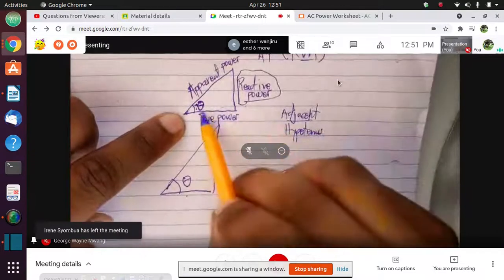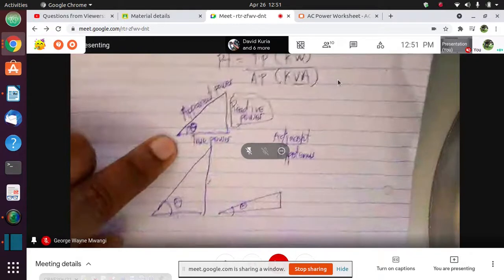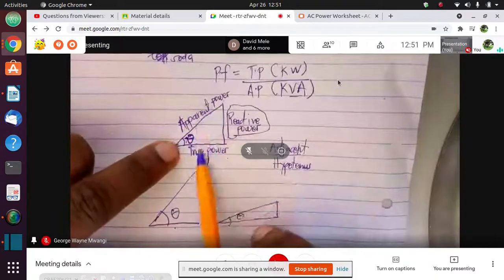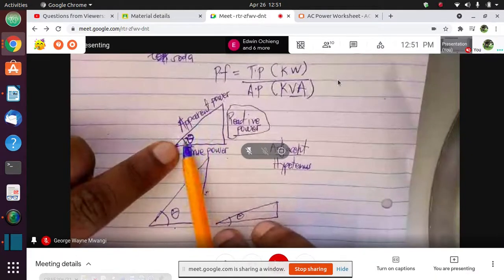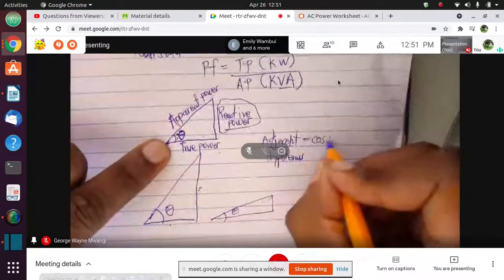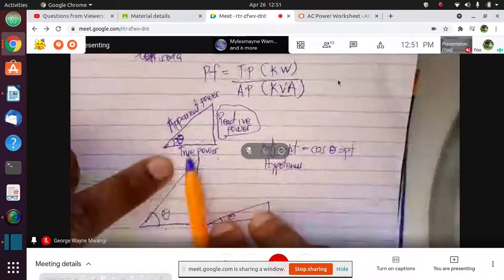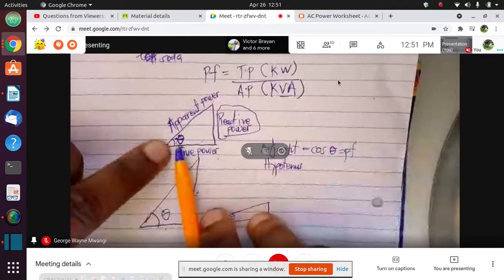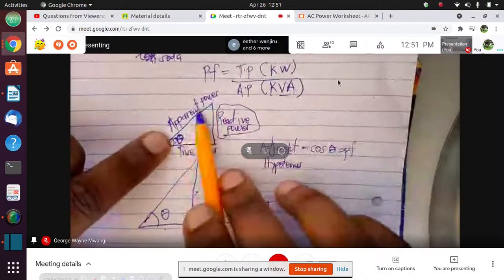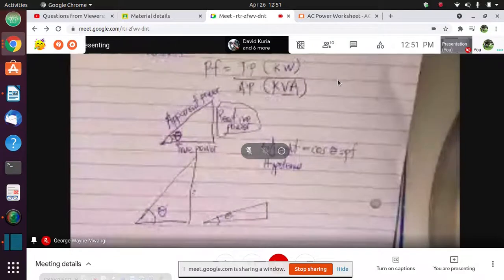When you take adjacent divided by the hypotenuse, because when you look at this formula, we are saying that power factor is true power divided by apparent power. Ukiangalia in terms of hesabu ama trigonometry, adjacent over hypotenuse ni nini? Cos. Are we together? So the power factor in a power triangle is the cosine of this angle, which is given by the true power divided by the apparent power. Are we together? Tuko pamoja?